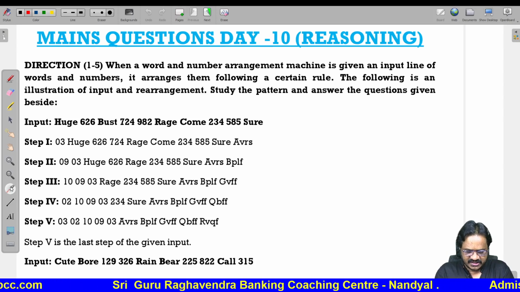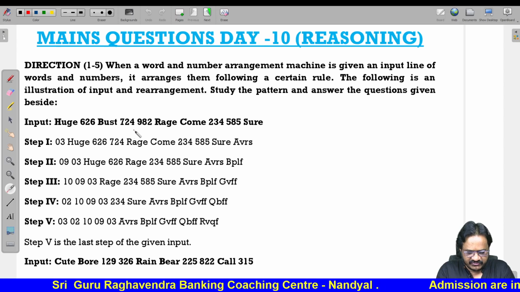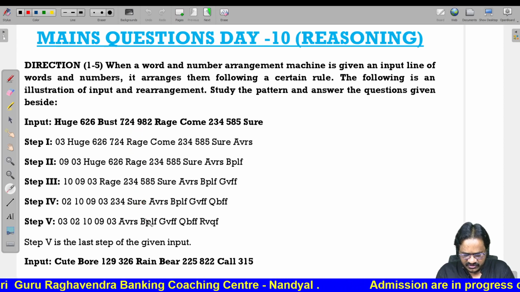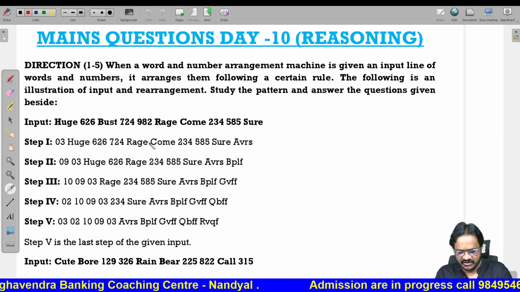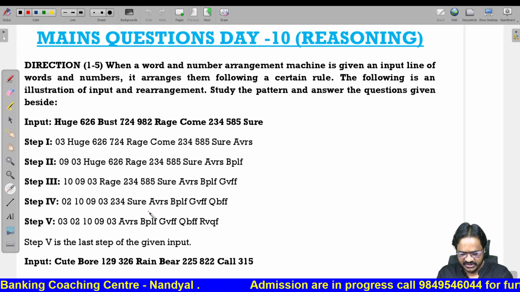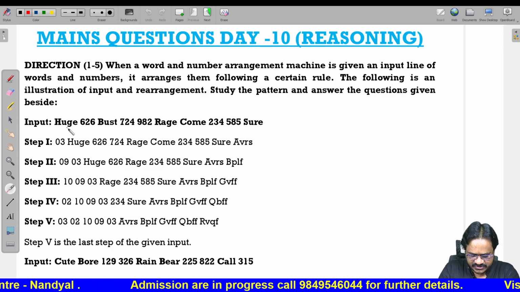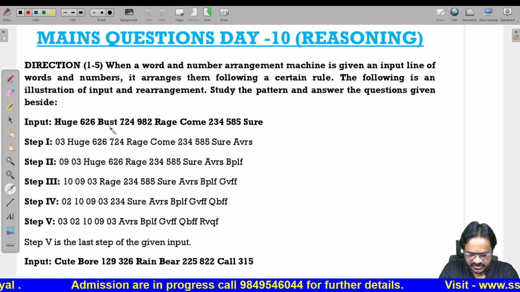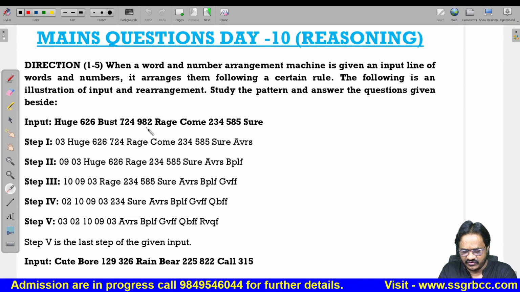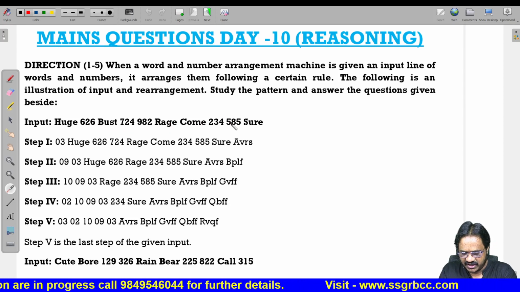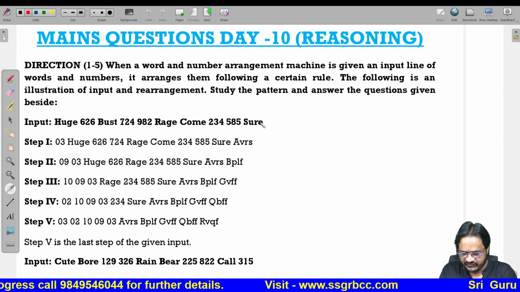So this is called the input series. Here you are given one example. You have to follow that example and see how we are writing the steps. Based on the same logic, we should answer the given question. Now, let us observe this one. Hughes 626, burst 724, 982, rage, come 234, 585, sure.